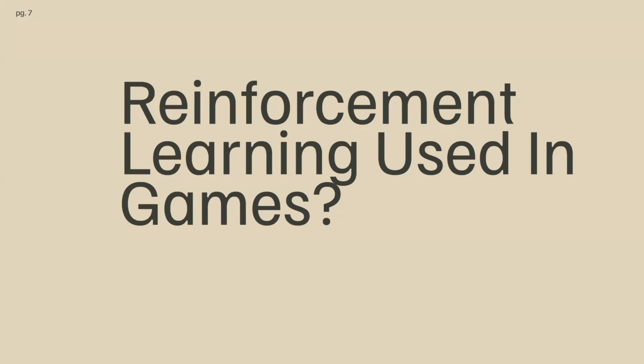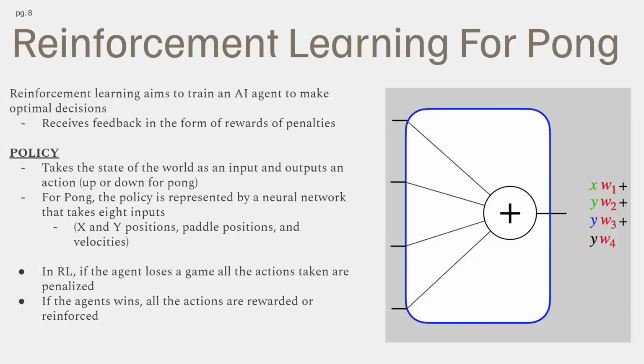So reinforcement learning is used in games, right? It's used in a lot of games, mainly even the early games, right? Like ping pong, reinforcement learning was used in this game specifically to train the AI agent to make optimal decisions. What I mean by this is that the game would receive feedback in the form of rewards or penalties. So it would keep track of the X and Y position, going up and down, the paddle positions, the things you control, and the velocity of the ball, right? As if you played the game before, the more you play in that same game, the ball does tend to go faster and faster.